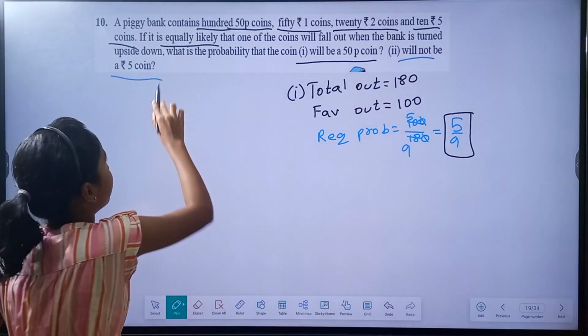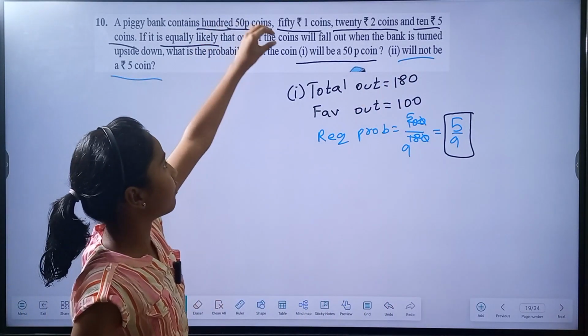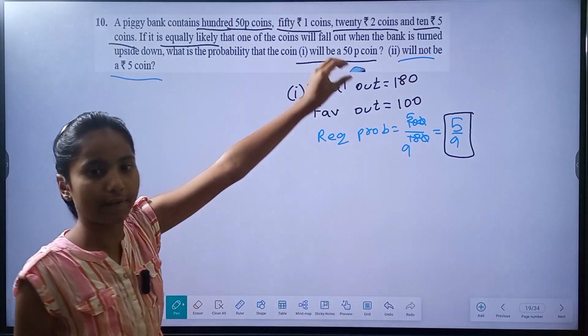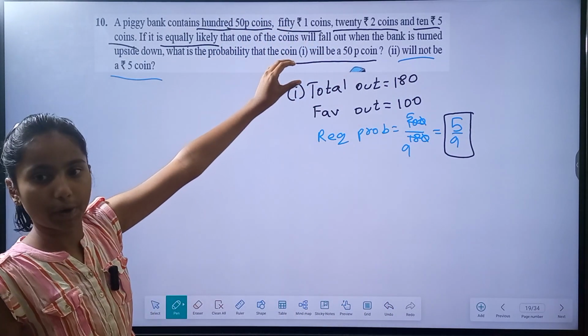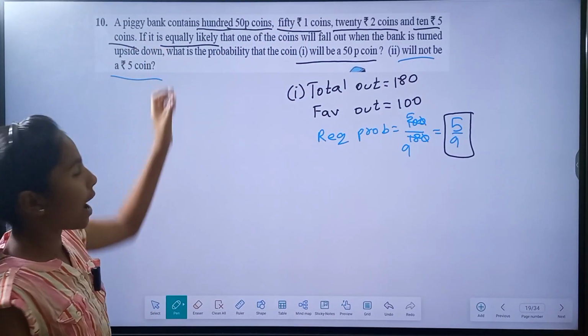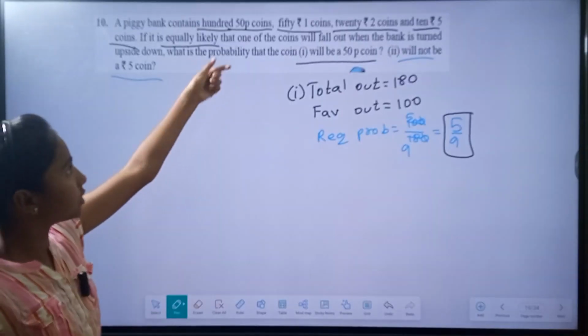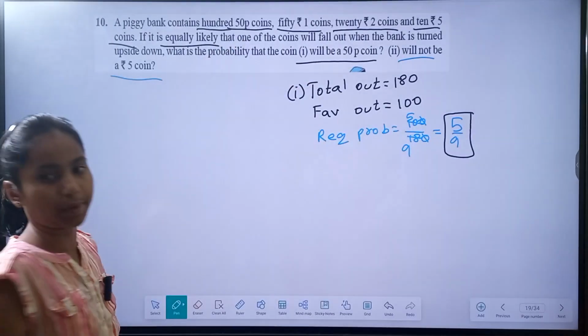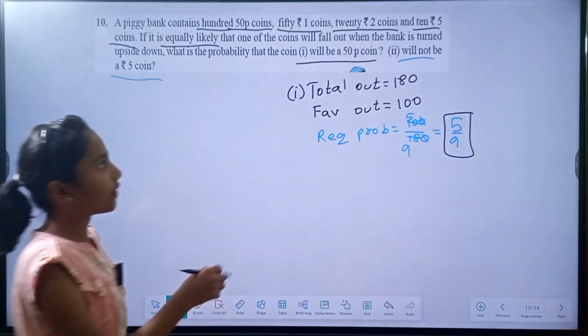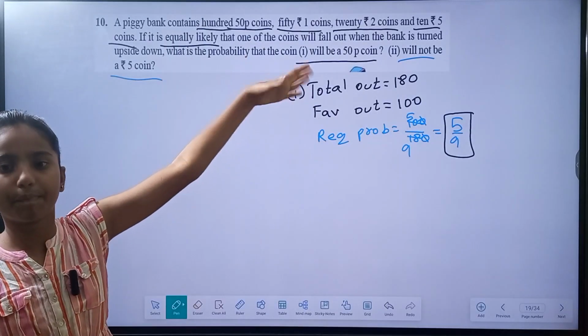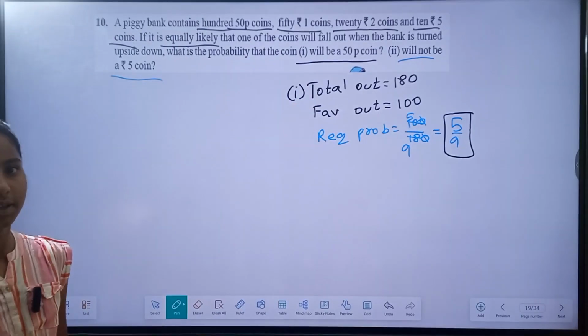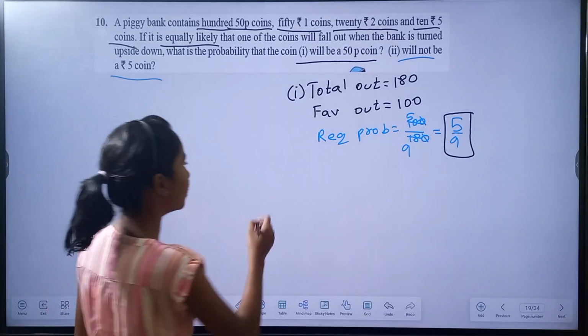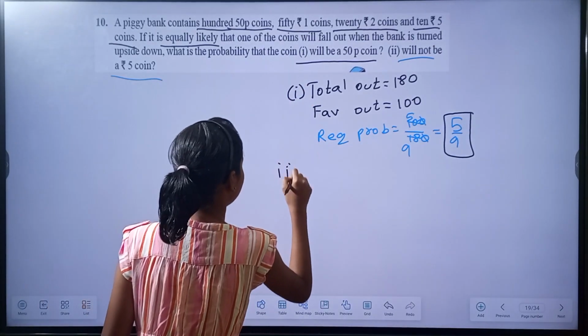Now second, will not be a 5 rupee coin. So we have 50 paise coins, 1 rupee coins, 2 rupee coins and 5 rupee coins. Not being a 5 rupee coin means we have to add the probability of 50 paise coins, 1 rupee coins and 2 rupee coins. Or we can just do 1 minus the probability of 5 rupee coins. That is better. Complementary counting. Okay, let us do that.